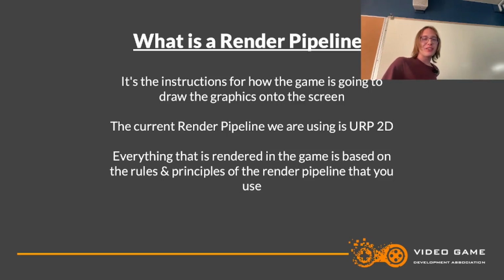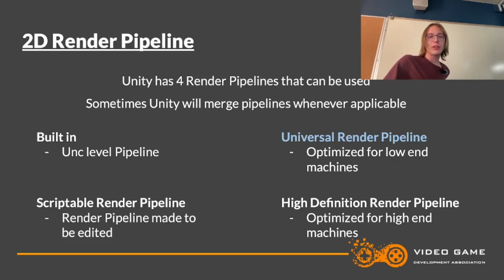Everything that is rendered in this game is based on the rules and principles of the render pipeline that you're using. So here's some other examples of render pipelines that we're using today. Built-in, very old pipeline. Scriptable render pipeline, this is one that's made to be edited. It's actually part of the URP as well, that's the Universal Render Pipeline, which is what we're using today. It's what most games use as well. This is optimized for low-end machines. And the High-Definition Render Pipeline, this is the kind of render pipeline that is used if you're making films or whatnot, or really expensive games. Optimized for high-end machines, as you can see.